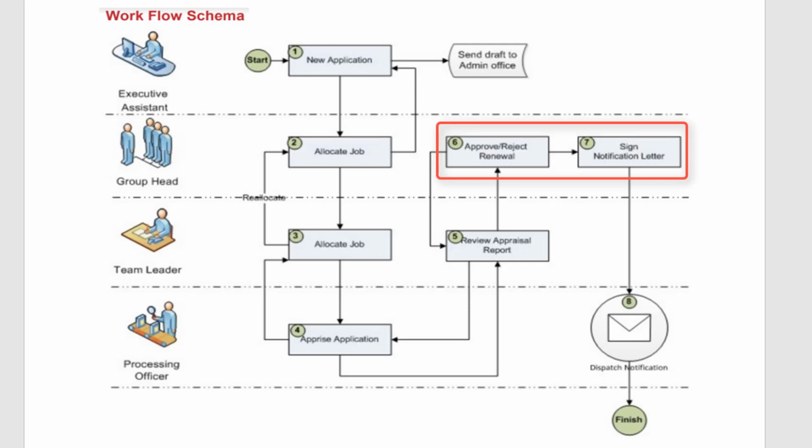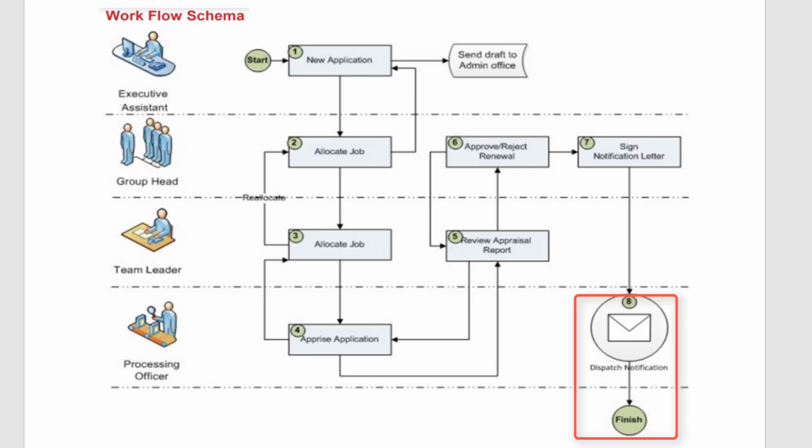Otherwise, the group head, if satisfied, can approve or reject the job. So upon approval or rejection, the job enters the completion state. At this state, it is sent back to the processing officer, who then dispatches the notification, and after that, the job will be completed.